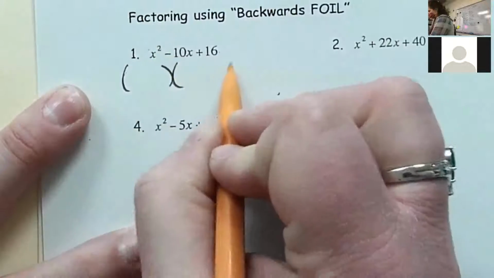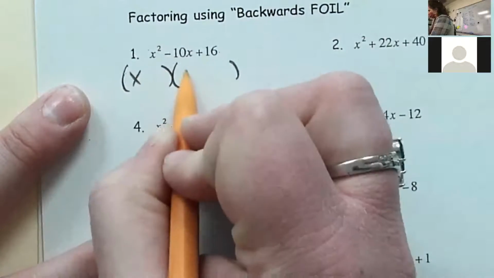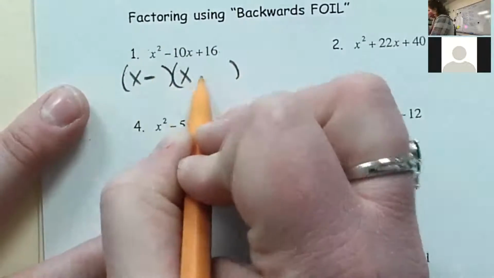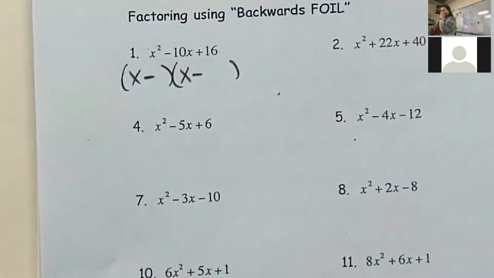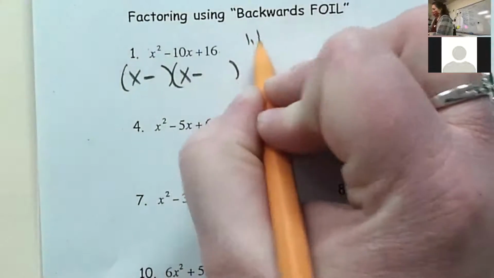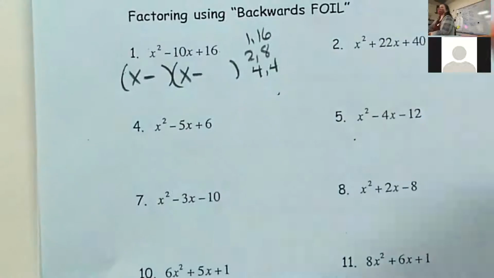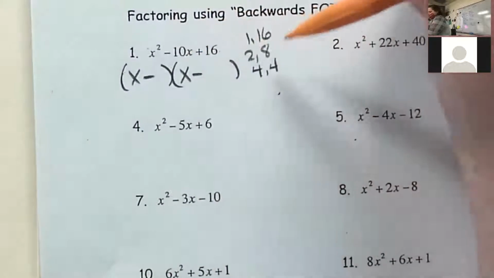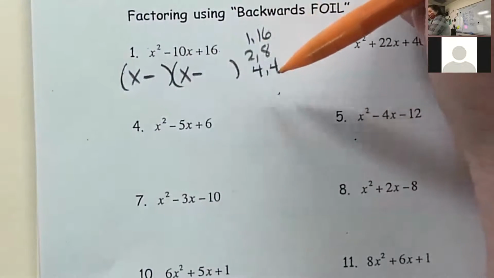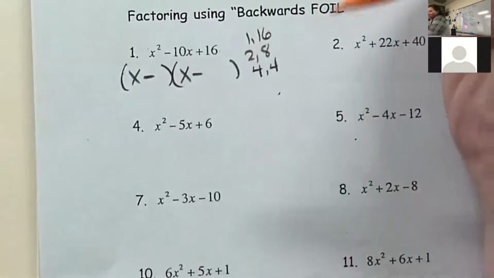Life is easy when there's no number in front of that x squared. The only options I have are x and x. You said they're both going to be negative, and you need to think adding. Factors of 16 are 1 and 16, 2 and 8, 4 and 4. Think adding. So which one of these factors are going to add to get my middle term here?